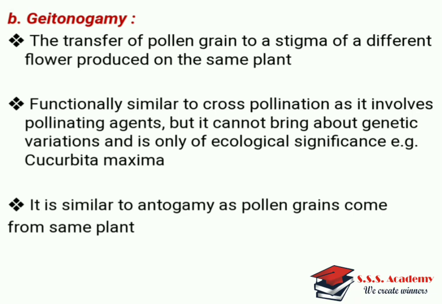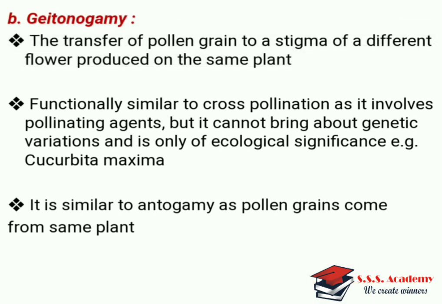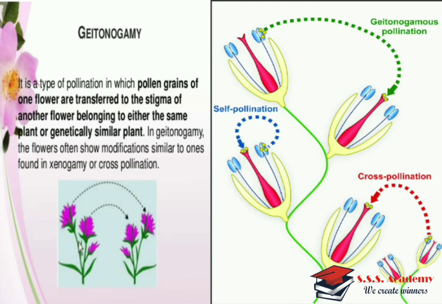Functionally similar to the cross pollination. Cross pollination जैसा ही है, लेकिन cross pollination में दो plants होते हैं same species के. यहाँ पे दो flower है लेकिन एक ही plant पे है. As it involves pollinating agent, but it cannot bring about genetic variation as it is only of ecological significance. For example, Cucurbita maxima. It is similar to autogamy as the pollen grains come out from the same plant. Okay, so this is geitonogamy.